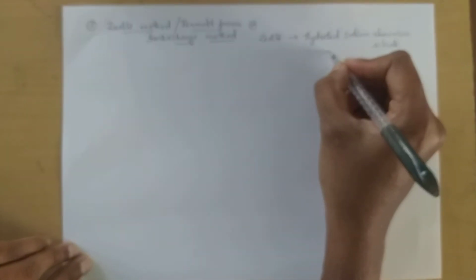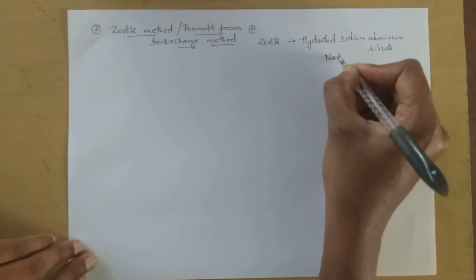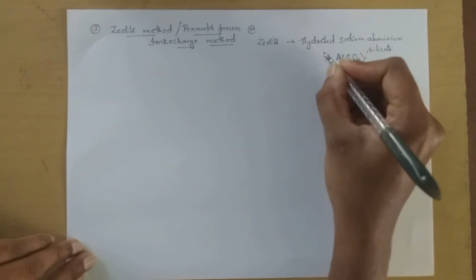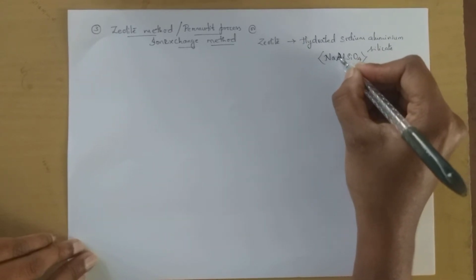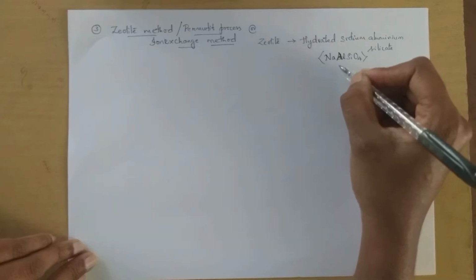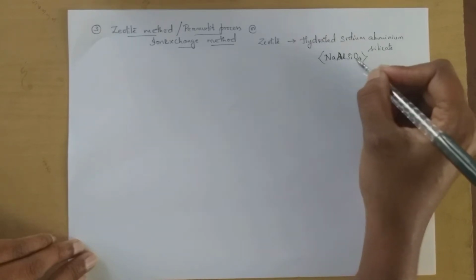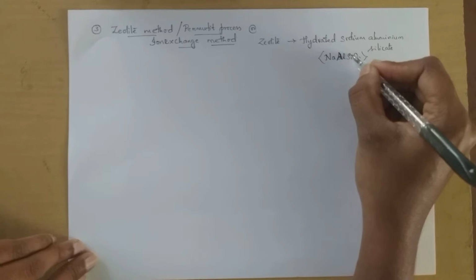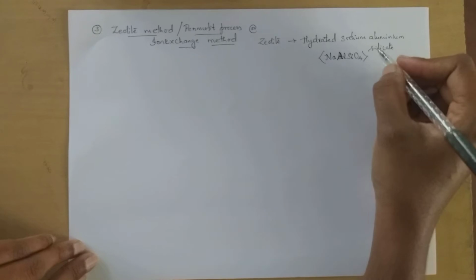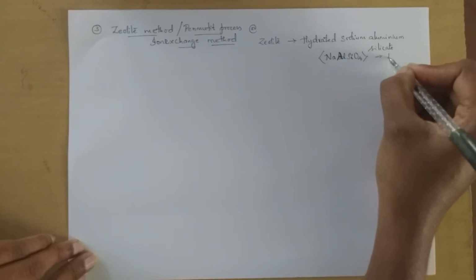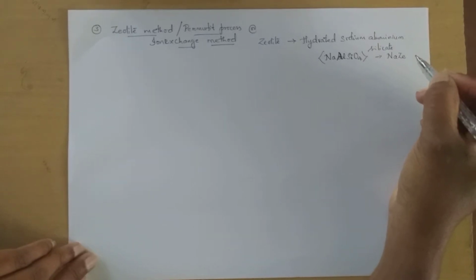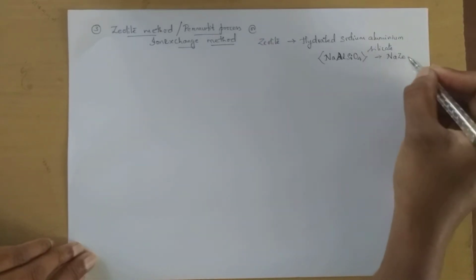Coming to the symbolic representation, the chemical formula of zeolite is NaAlSiO4. This is the hydrated sodium aluminium silicate. SiO4 refers to silicate. Hydrated sodium aluminium silicate is called zeolite, and we commonly represent it as NaZ or NaZe.